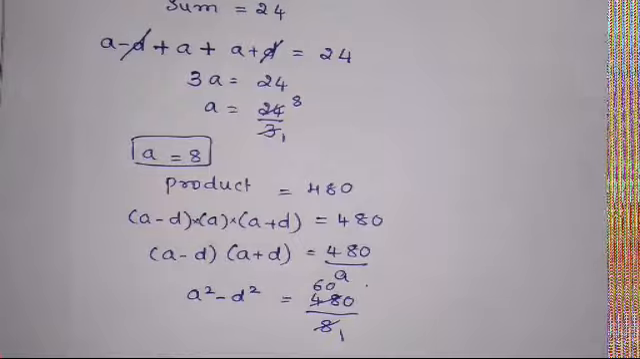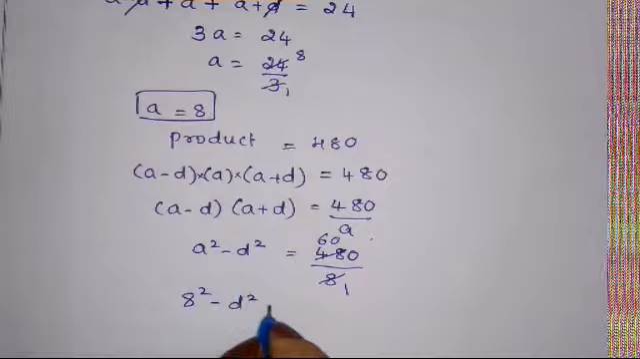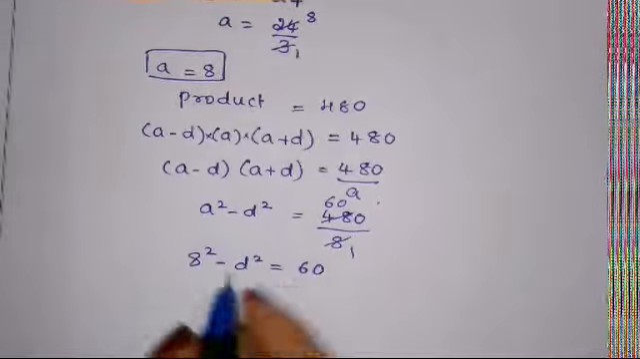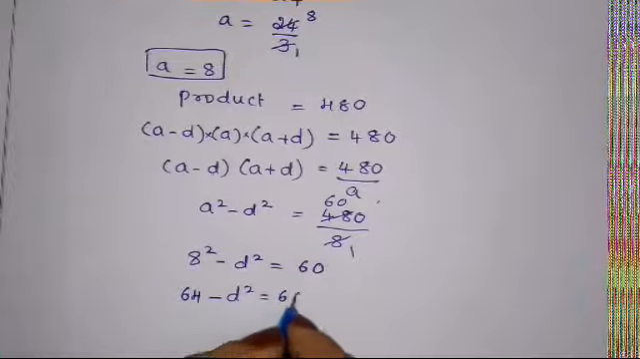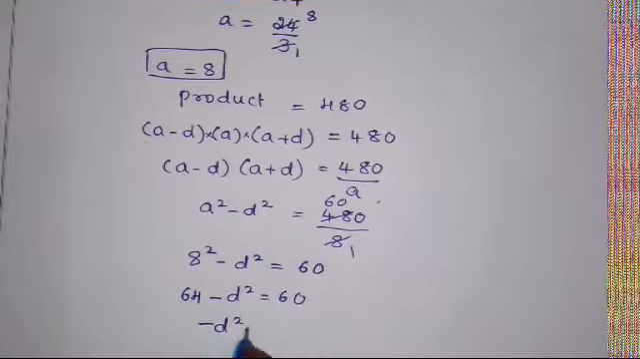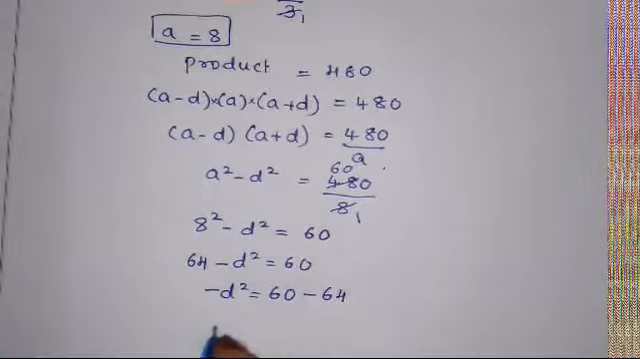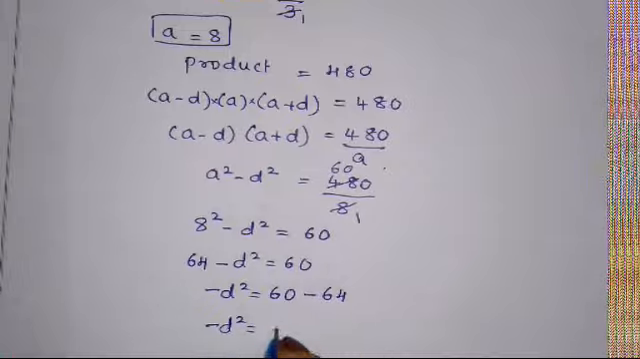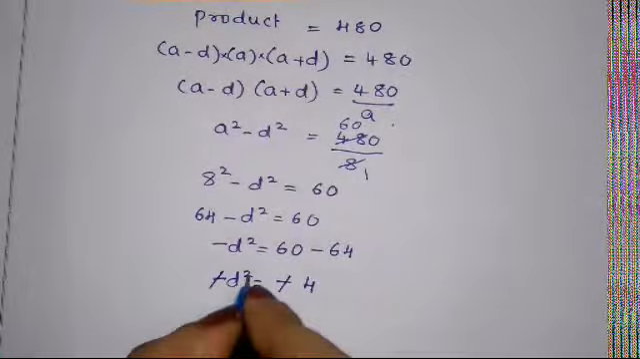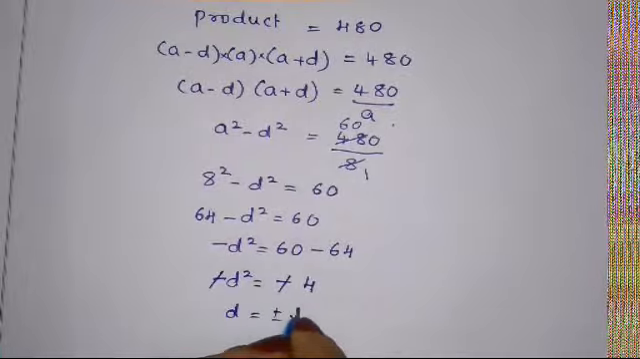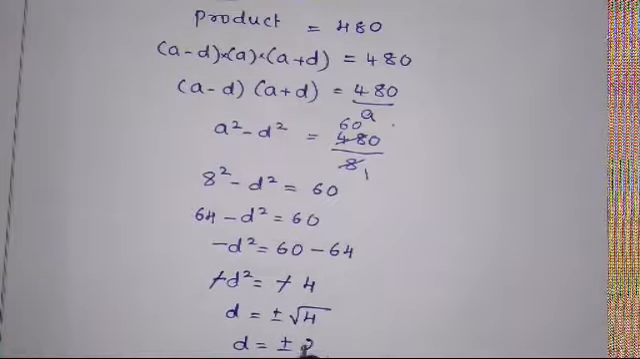Now we got 60. A is 8, so 8 square minus D square is equal to 60. 8 square is 64, minus D square is equal to 60. Minus D square is equal to 60 minus 64, so minus D square is equal to minus 4. Minus minus gets cancelled. D square becomes plus, D is plus and minus root 4. D value we got plus and minus 2.